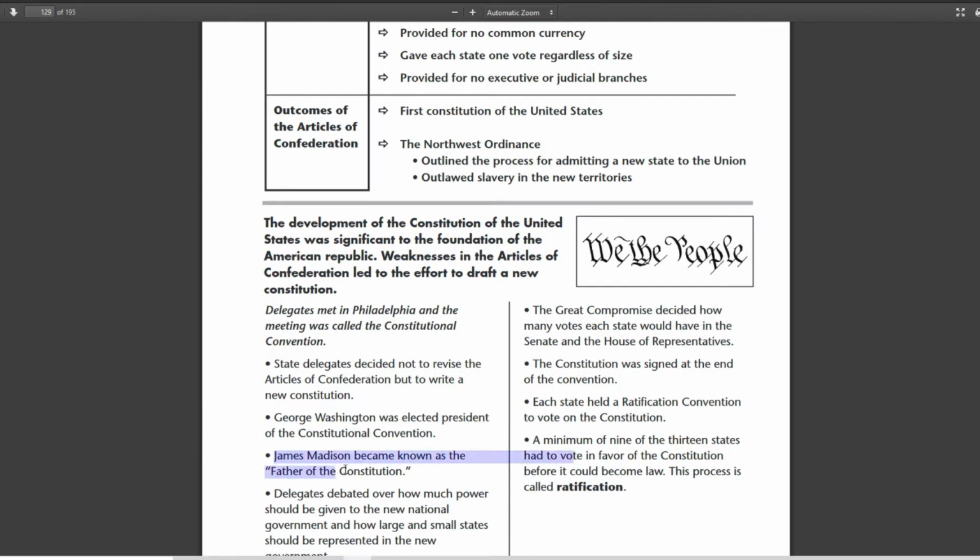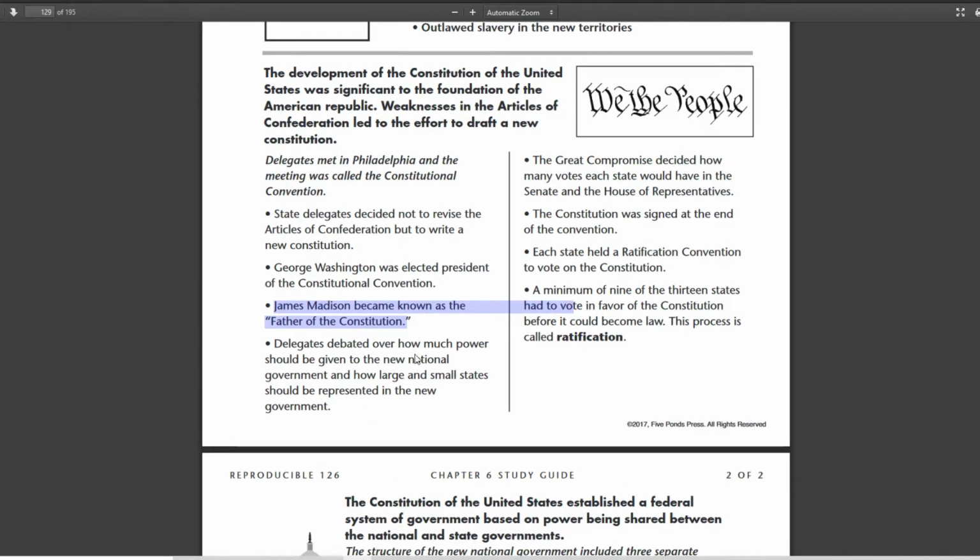James Madison, who we'll talk about again later, is the father of the Constitution. He's the main writer of the Constitution. Now, the delegates debated how much power should be given to the new government, so it was big back and forth between large states and small states and what the central government could do over the states. Their first solution was the Great Compromise. The Great Compromise decided how many votes each state would have. This is the Senate and House of Representatives solution, where the small states would get the Senate, 2 votes per state, and then the big states would get more representatives in the House of Representatives.